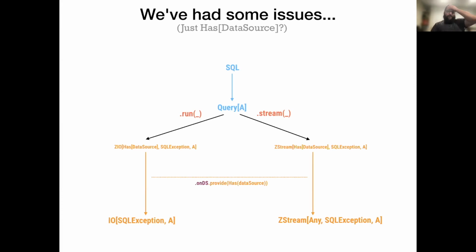So then we're like, okay, fine. So then just on DS, right? Because still our original API was has connection, and then on DS would convert from a has connection to has data source.